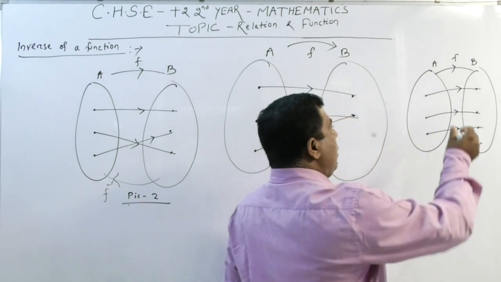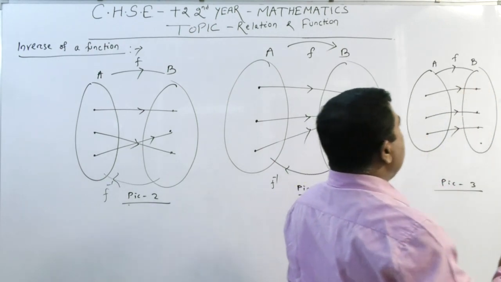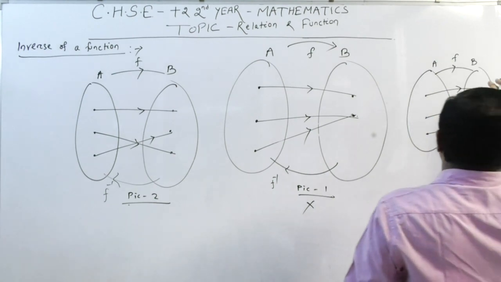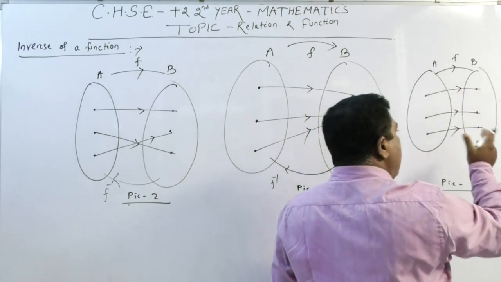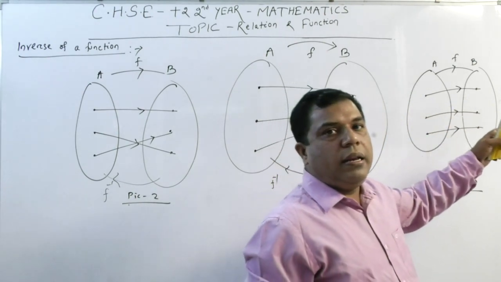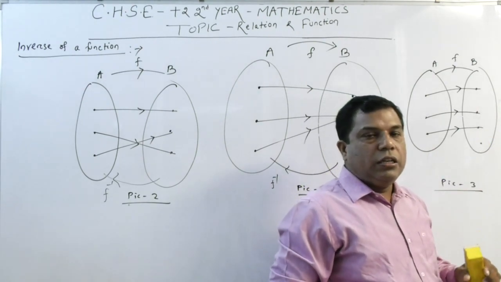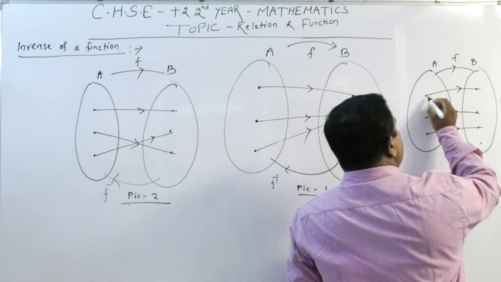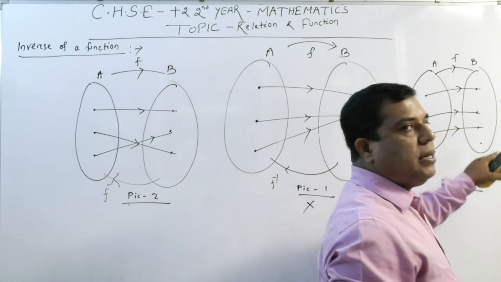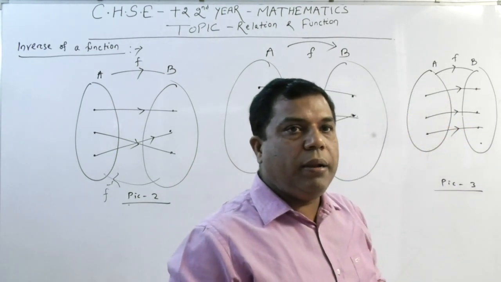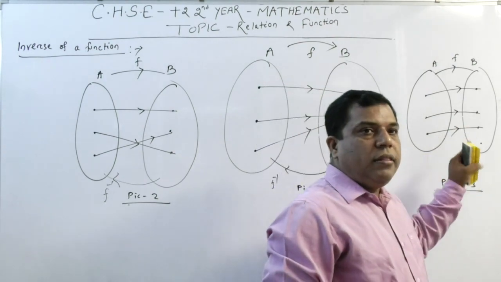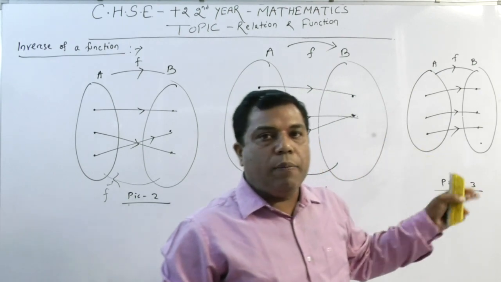Why? Because it violates the first law. As f is from A to B, the inverse should be from B to A. But all elements of B do not have their pre-images, or we can say that the codomain is not equal to the range. Here this one has a pre-image, this one has a pre-image, this one has a pre-image. But what about this element? This element does not have a pre-image. That's why this function does not have an inverse function.